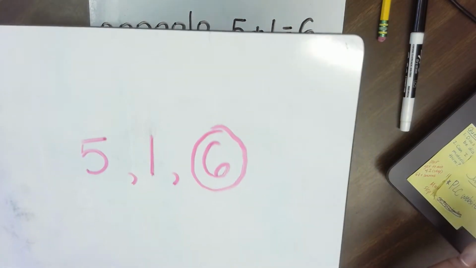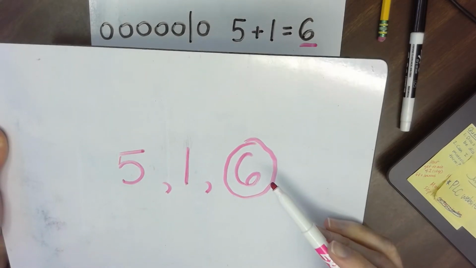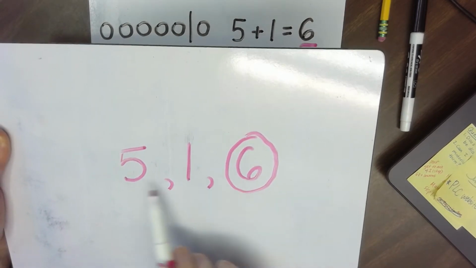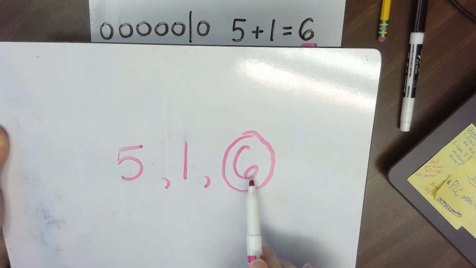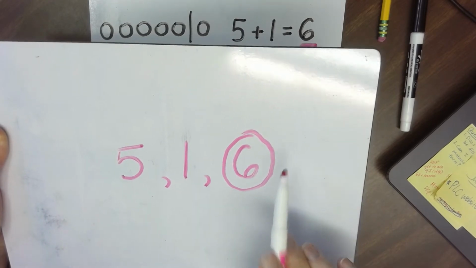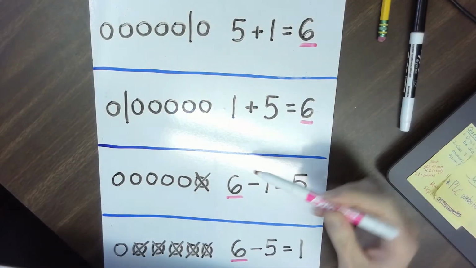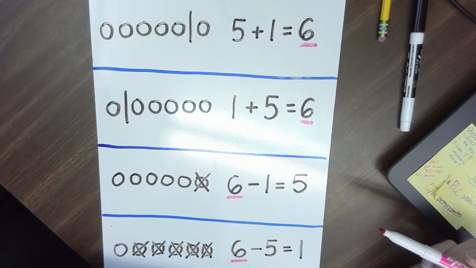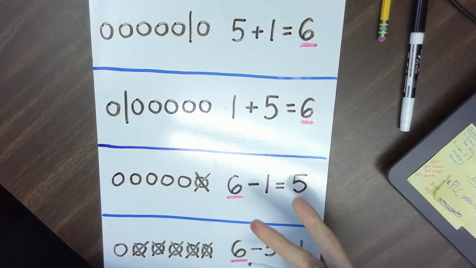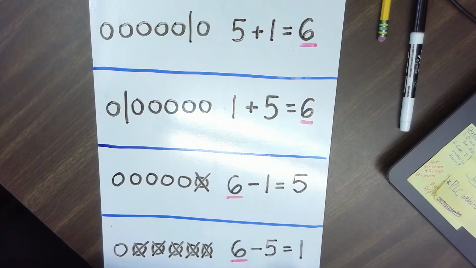So I'll say that again. The biggest number out of the 3 numbers in a fact family is the answer to the addition and the first number in subtraction. Then the other 2 numbers just flip-flop. You see what we're doing here?